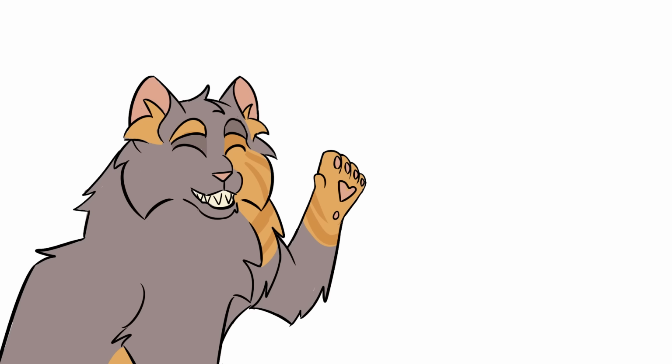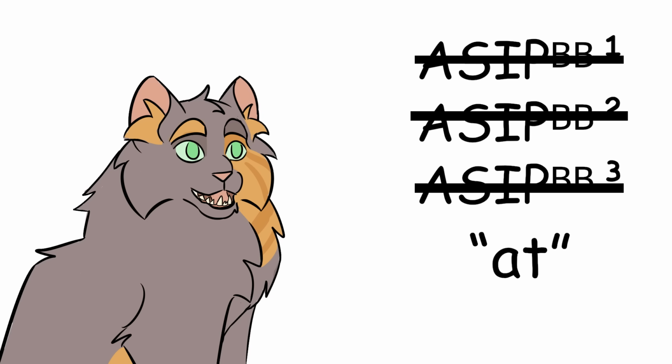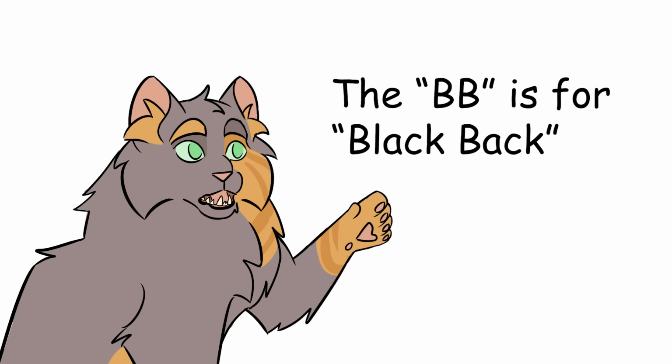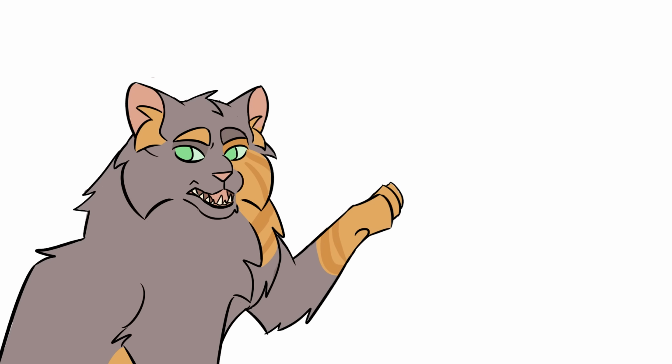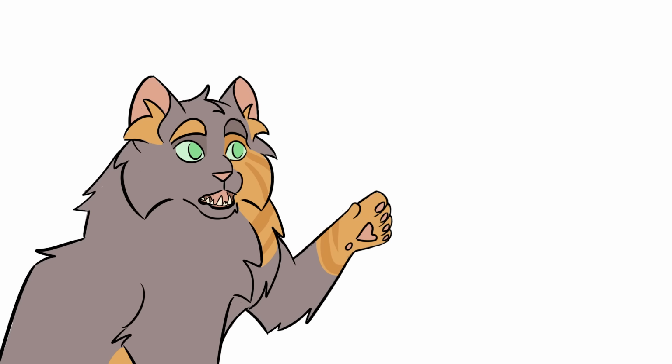And actually, I lied to you, there's 3 variations of AT. ASIPBB1, ASIPBB2, and ASIPBB3 all do the same thing and inherit the same way, so we group them together and pretend they're a single allele called AT for simplicity. Also, for some reason, scientists call the pointed phenotype black back, which is not only a tongue twister, but also describes almost all of the phenotypes that the A locus causes, so that's dumb. I'm sorry, fellow scientists, but name your markings better.